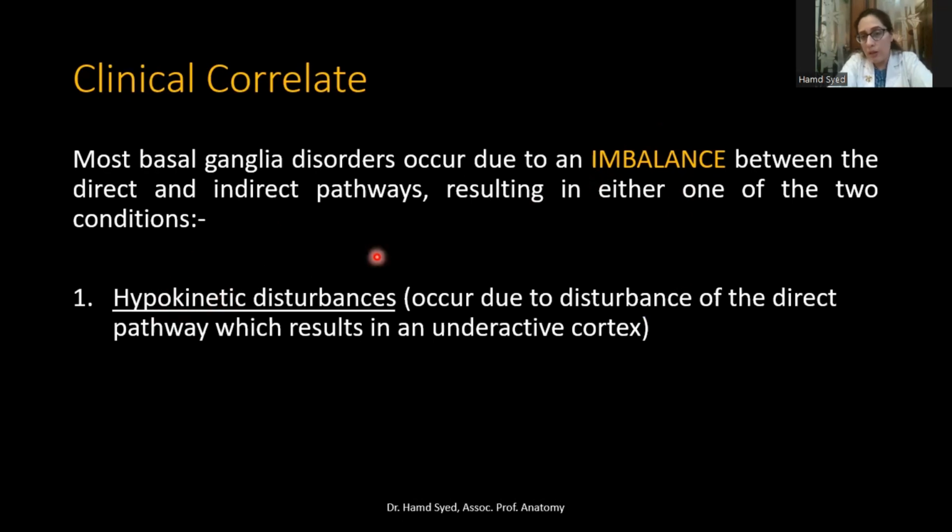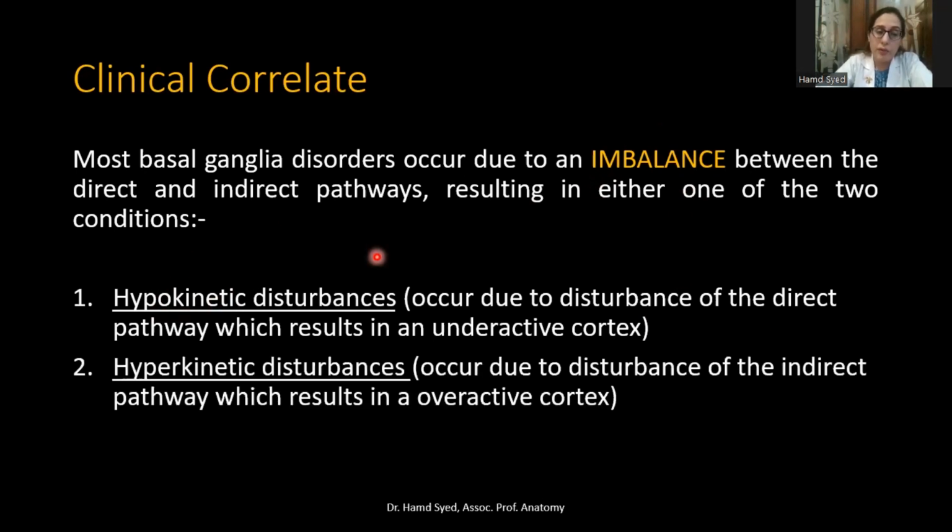This primarily occurs due to disturbance of the direct pathway, and that leads to an underactive cortex. The other category of disorders are the hyperkinetic disturbances, which occur due to disturbance of the indirect pathway, which results in an overactive cortex. So if your cortex is overactive, you would have the unwanted excessive movements, which are grouped under the main heading of hyperkinetic disturbances.